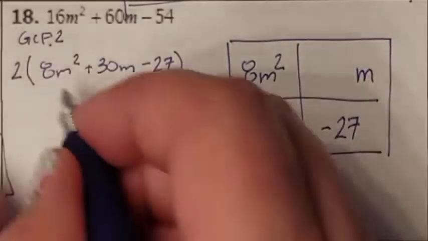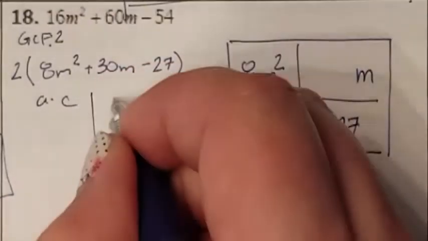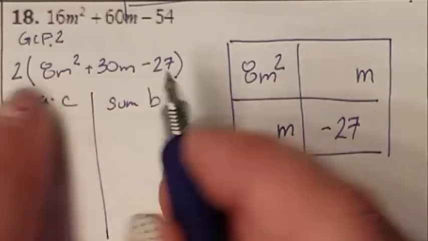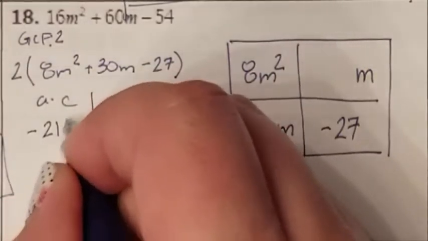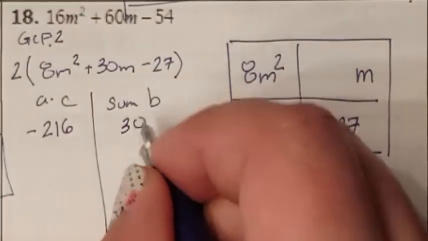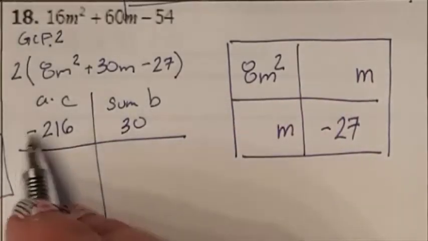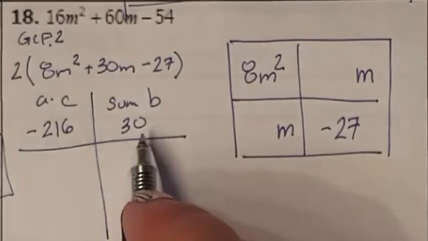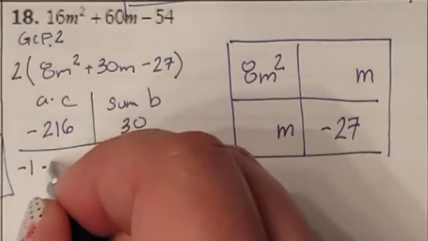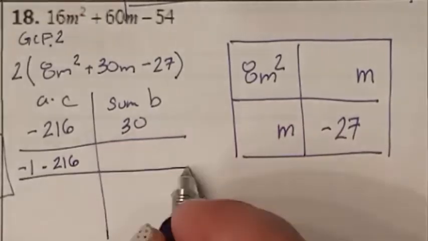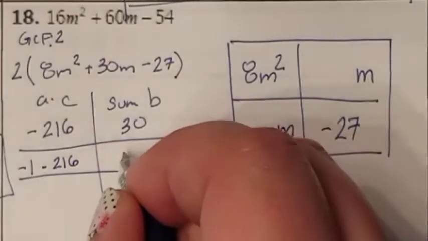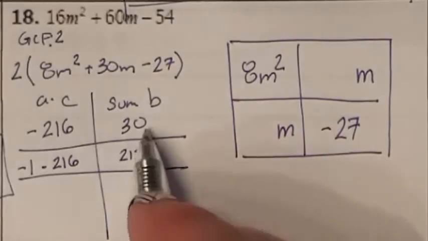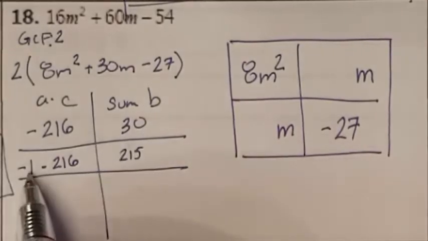The only way to rewrite the 30m is to do my a times c, which has to add up to b. 8 times a negative 27 is a negative 216. My b is a 30. What two numbers multiply to give me negative 216 but add to give me 30? If you did negative 1 times 216, they multiply together, but they end up giving me a 215, so not the 30 that I needed. I'm really far away from the 30 that I needed. So I'm going to skip a few.